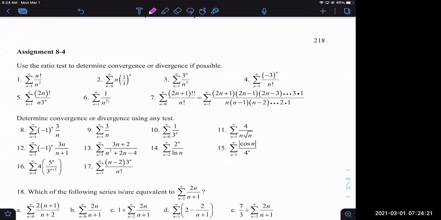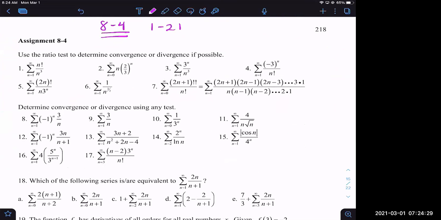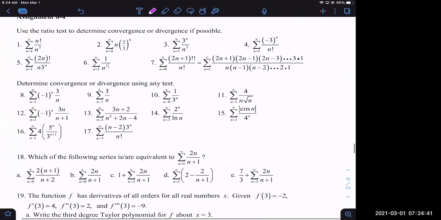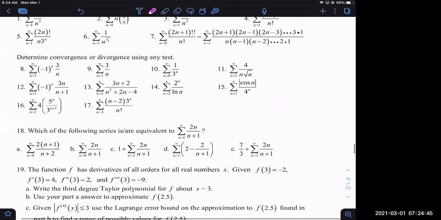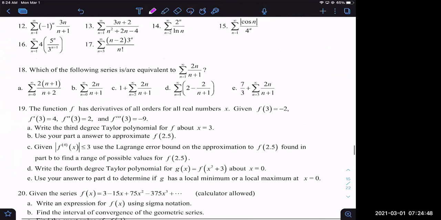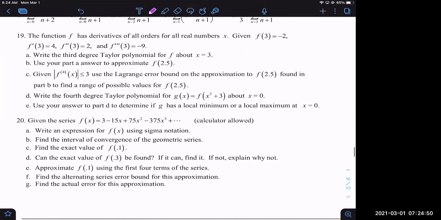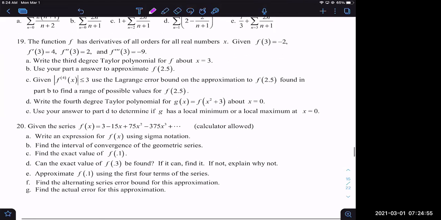All right, each core assignment has questions 1 through 21. They want you to use ratio tests for questions 1 through 7. So even if you think a different test would work, try ratio tests to get the practice on those 7. After that, you get to choose any test you want for 8 through 17. So really, you're just practicing all of these tests. Which tests did you apply? And then there are a couple of more involved questions where you go through all of the previous stuff.